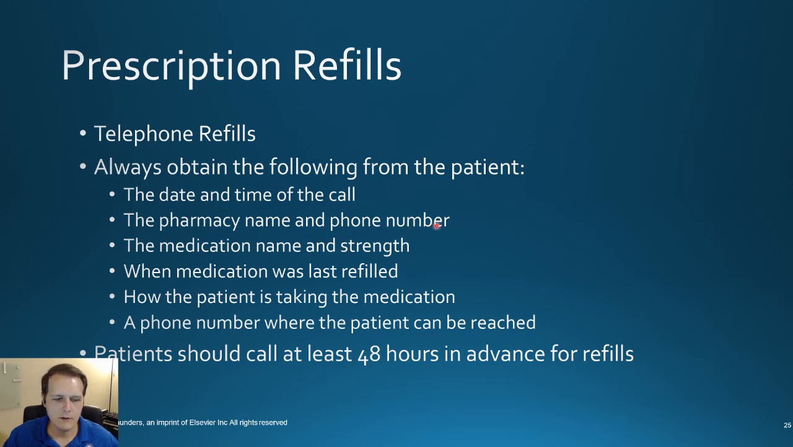This is important because you don't want to send it to the wrong one, and then the patient goes to pick up their script and it's at a different pharmacy. It's going to be a big reason for a lot of complaints from them. Get the name and the strength of the medication, last time it was refilled, how they've been taking it, and then any kind of phone number so you can reach back to the patient in case there's a problem with insurance or something like that.